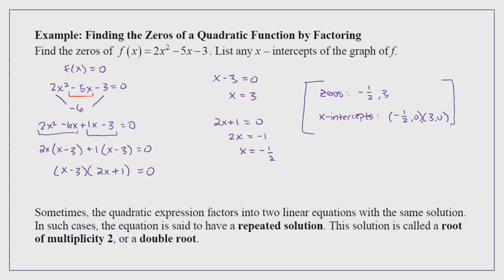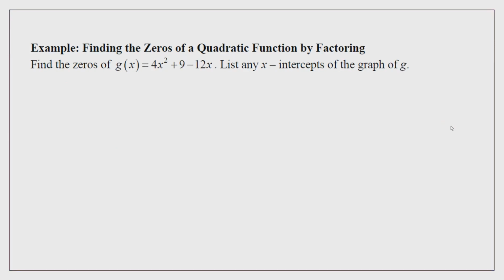Alrighty. So sometimes the quadratic expression factors into two linear equations with the same solution. In such cases, the equation is said to have a repeated solution. This solution is called a root of multiplicity 2 or a double root. So let's do an example together. So we're asked to find the zeros of g of x equals 4x squared plus 9 minus 12x. List any x-intercepts of the graph of g.